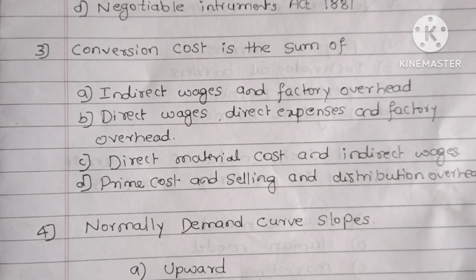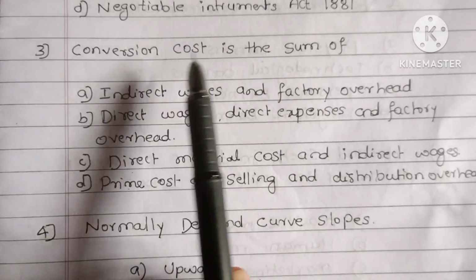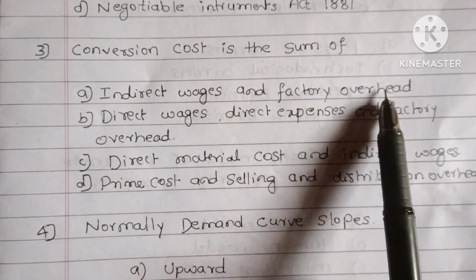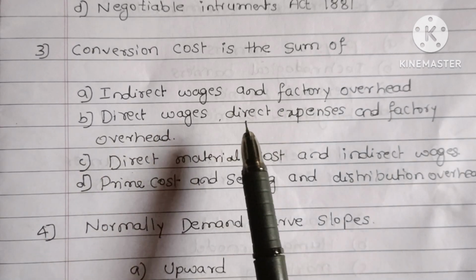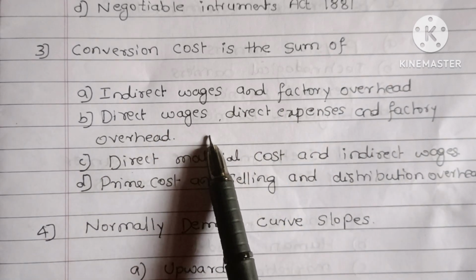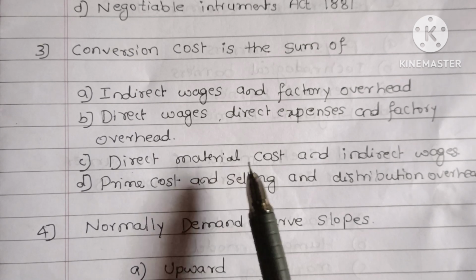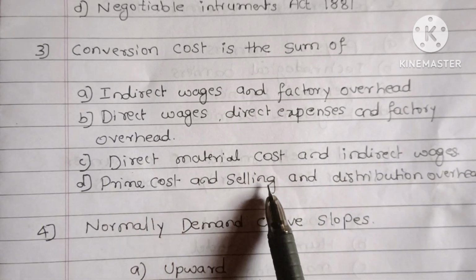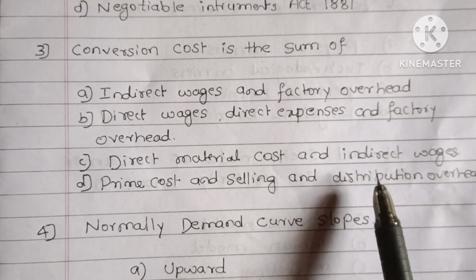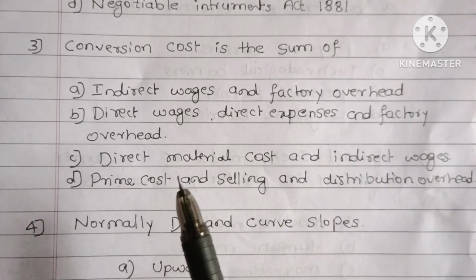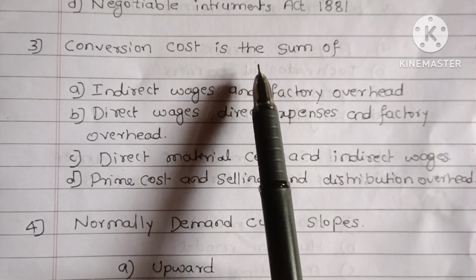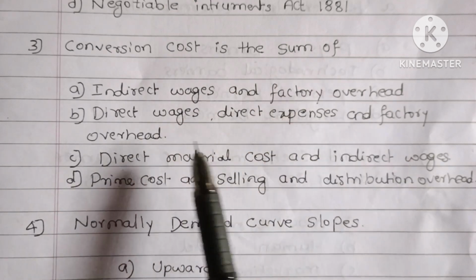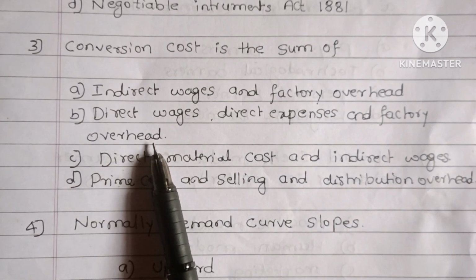Next, come to third question. Conversion cost is the sum of indirect wages and factory overhead, direct wages, direct expense and factory overhead, direct material cost and indirect wages, or prime cost and selling and distribution overhead. The conversion cost is the sum of direct wages, direct expense and factory overhead.